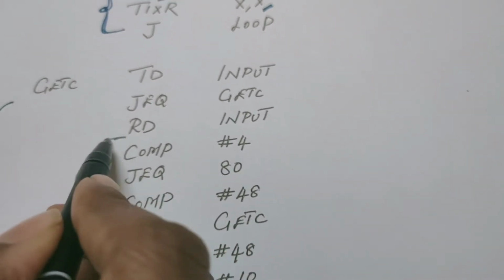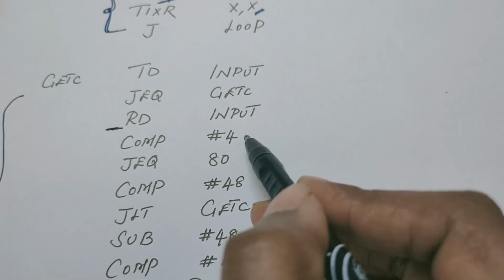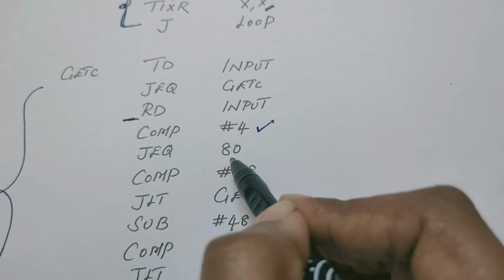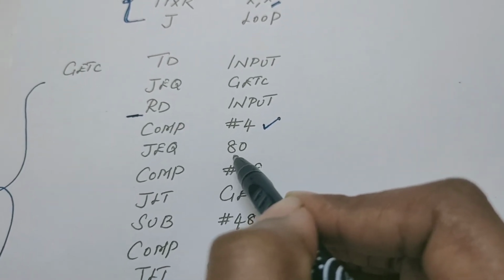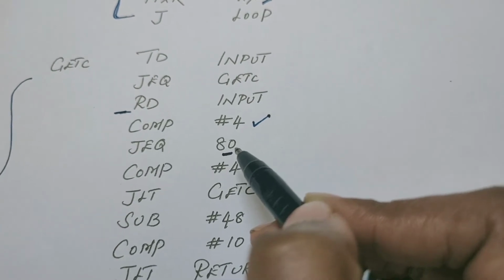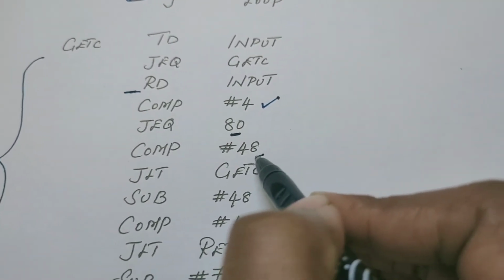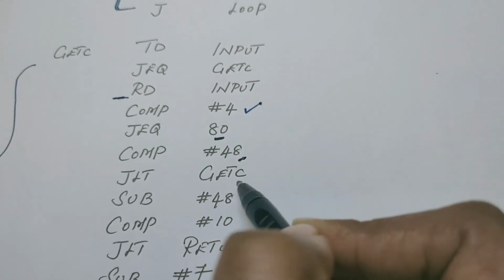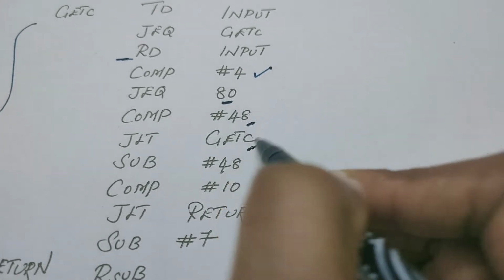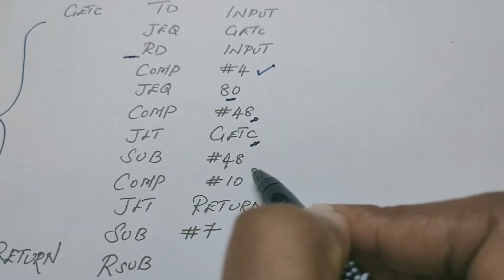So it is reading the input. Then the input, whatever is being read, is compared with the value 4. If it is equal to 4, jump to the starting address from where the OS is to be loaded. Otherwise, it is compared with the hash 48. If it is less than, go and read another character. If it is not less than, subtract this hash 48.